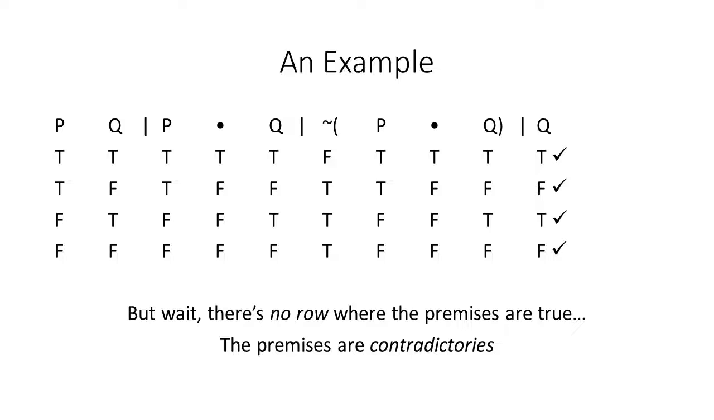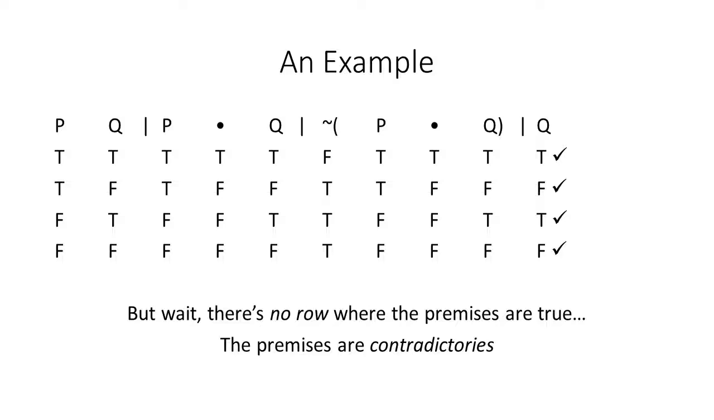So why is that? Well, the premises are contradictories, as you should note from last week. So it's not possible for the premises to be true at the same time. But think about it this way: if it's not possible for the premises to be true, then is it possible for the premises to be true and the conclusion false at the same time? Well, no. Now, think about validity. An argument is valid if and only if it's not possible for its premises to be true and its conclusion false at the same time.